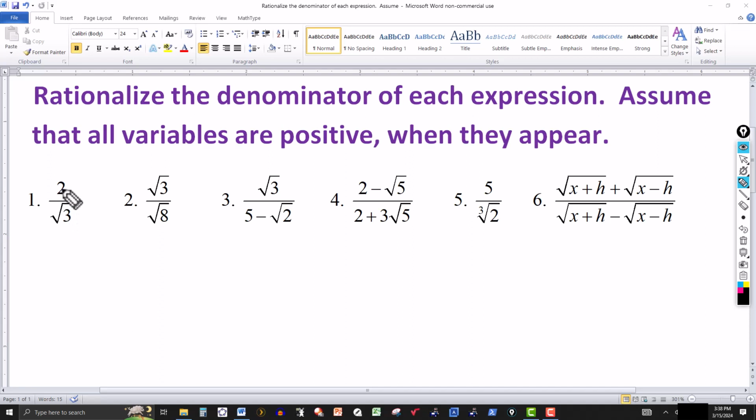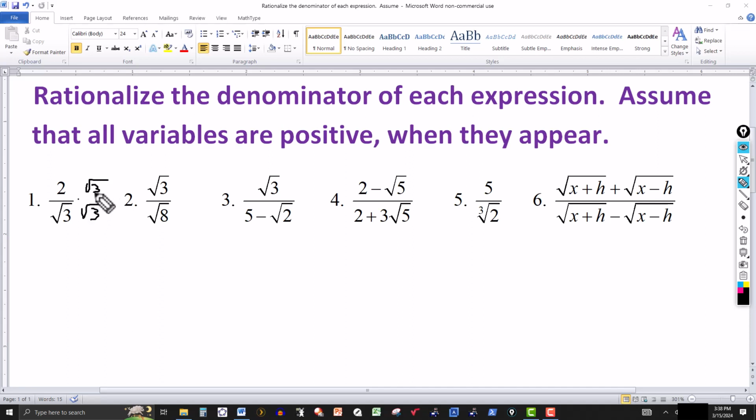So the first one we have is 2 over the square root of 3. Again, we're going to use some properties of fractions where you're allowed to multiply the numerator and denominator by the same value as long as you don't multiply it by 0. So I want to make this 3 under this radical a perfect square. The best way to do that is to multiply by the square root of 3. And that's legal as long as I multiply the numerator by the same thing.